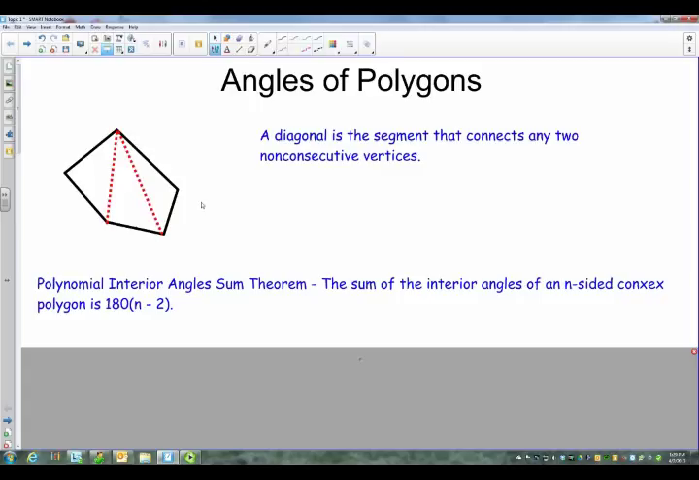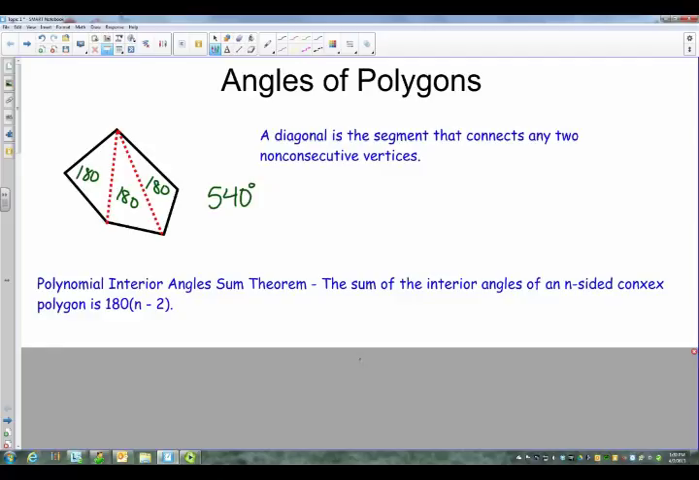Now we know in any triangle you have 180 degrees. Well, this creates three triangles, so between those three triangles they're going to add up to 180 times 3, or 540 degrees. Now what this does, it leads to a theorem. It's called the polygon interior angle sum theorem. It says the sum of the interior angles of an n-sided convex polygon is 180 times n minus 2, where n again is the number of sides.